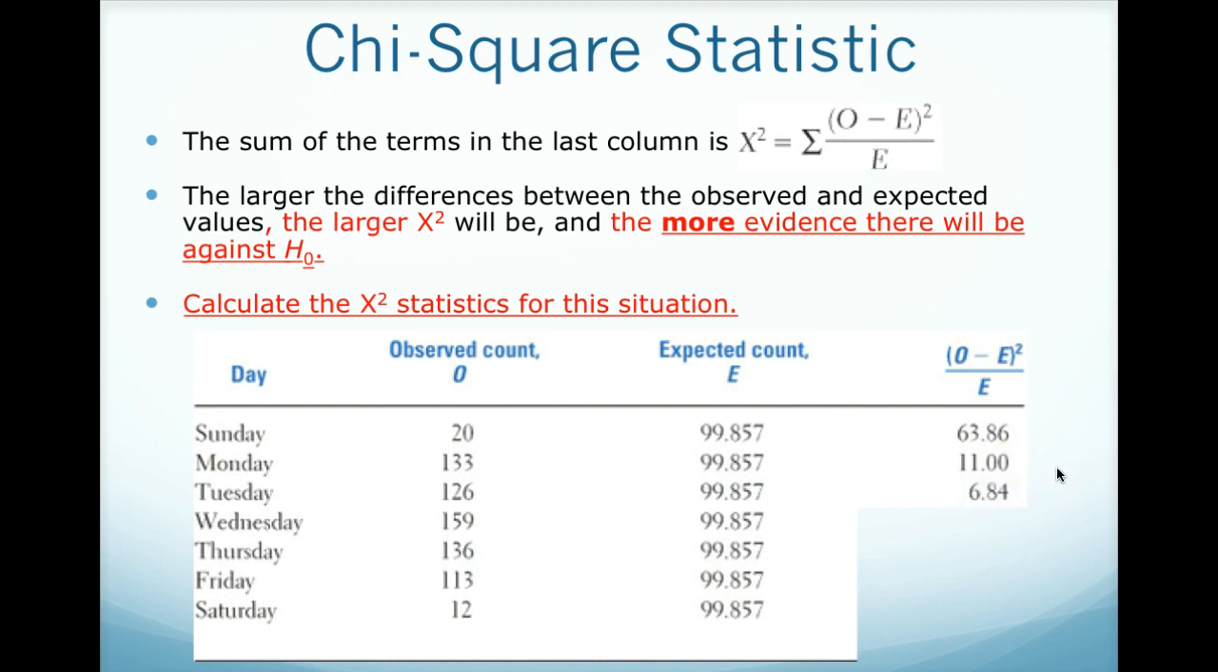So I can do this for each day of the week. Now notice in my formula it says sigma. So sigma means I find each of these components and I add them up, which in this case would give me 208.84.